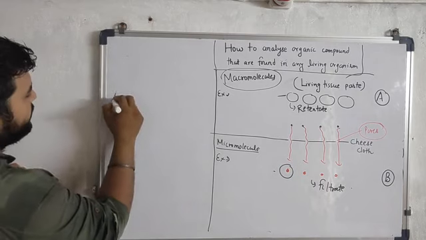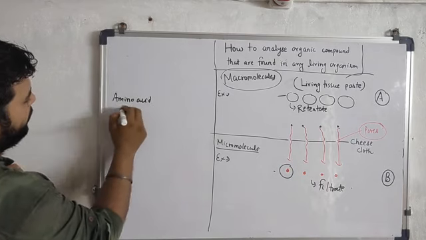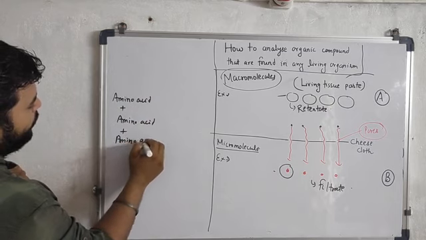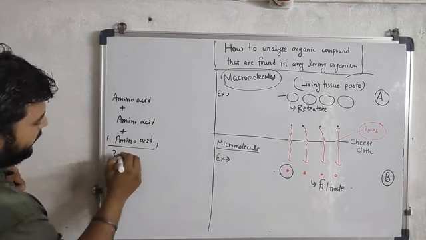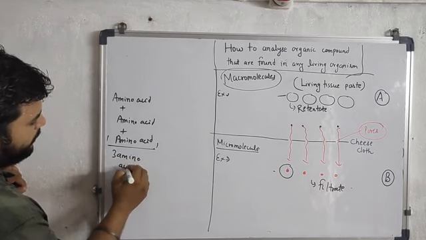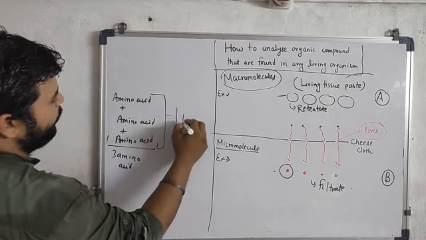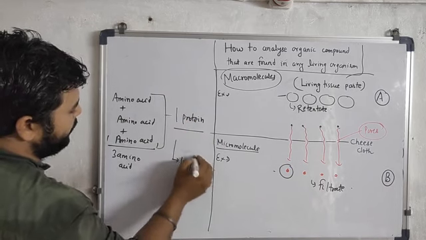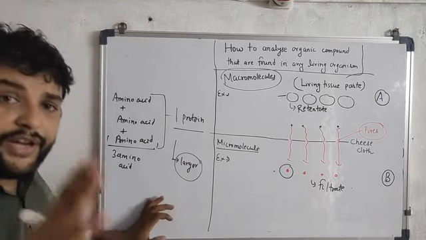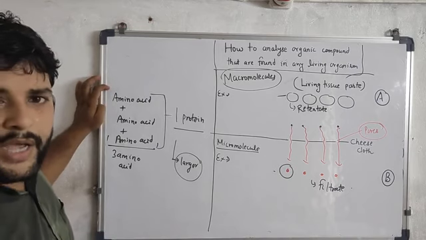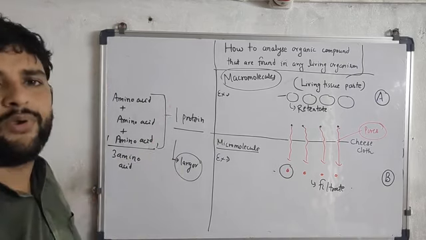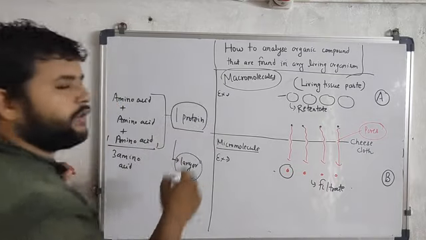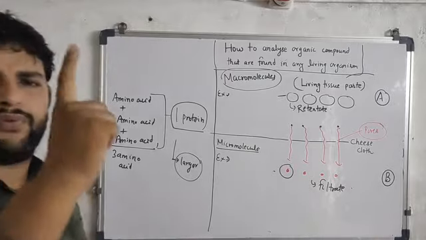Simply saying, 1 amino acid plus 1 amino acid plus 1 amino acid. So when 3 amino acids combine, they form 1 molecule of protein. This protein is known as the larger molecule, since 3 individual units of amino acid combine to form a larger unit, that is called 1 molecule of protein.